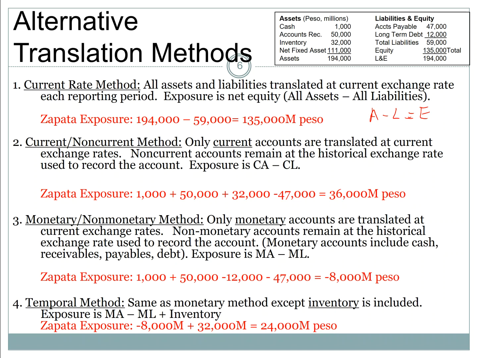So in other words, the firm's net position is all of equity, assets minus liability. So for Zapata, their assets are 194, their liabilities are 59. So I take assets minus liability, I have equity of 135. So in that case, we'd say that firm is net receiver or net asset position of pesos. They're exposed to a devaluation of the peso.